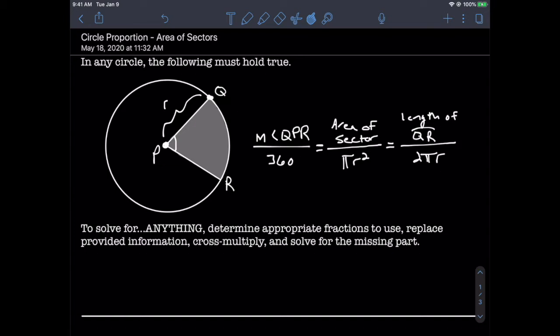The real use of this is to be able to say that, hey, look, if you've got information about one part of the circle, guess what? You could probably use that to say something about any other part of the circle that you care about. That's how we're going to use it here today.